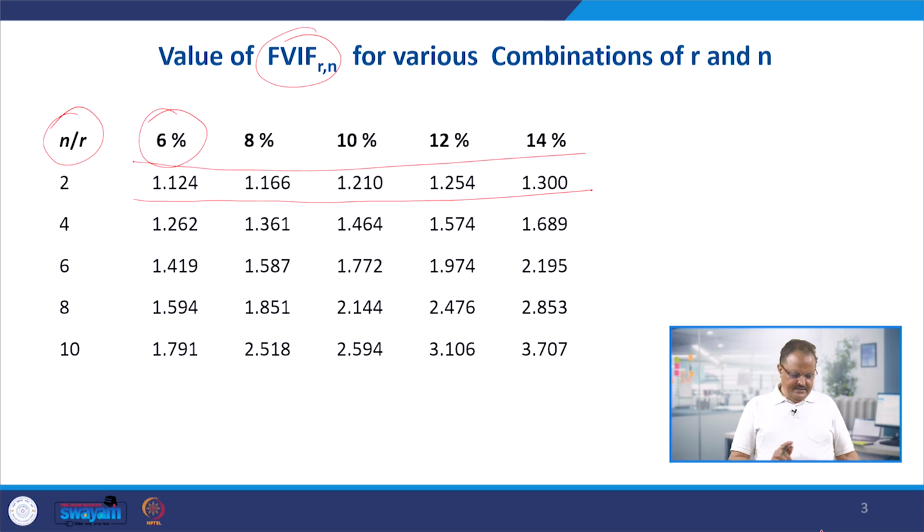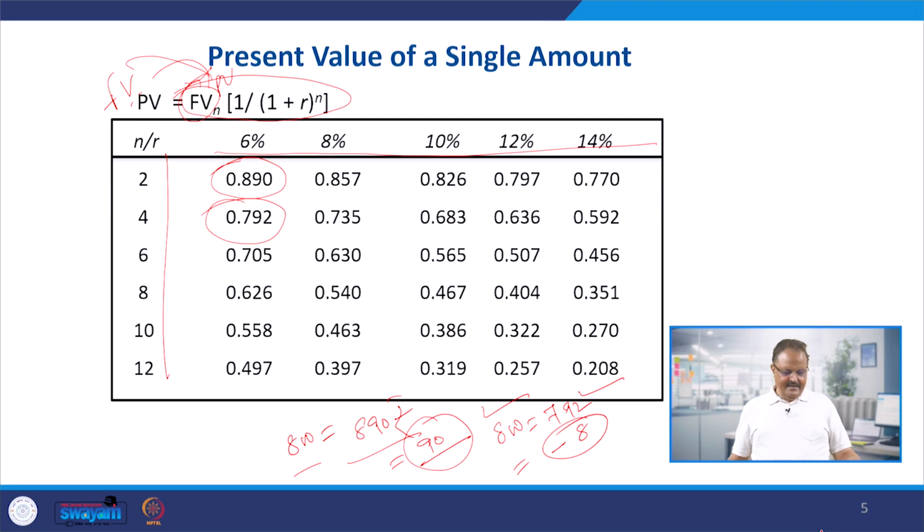But here this table is going to give you a value which is more than 1, because you are going to calculate the future value of a present amount, and in the other case it is less than 1, because you are going to calculate the present value of future cash flows. So the present value of the future cash flows is going to be less than the amount which you are going to earn in the future. If you want to compare those future earnings with today's value, certainly that's going to be less. So all the factors here have a value which is less than 1.